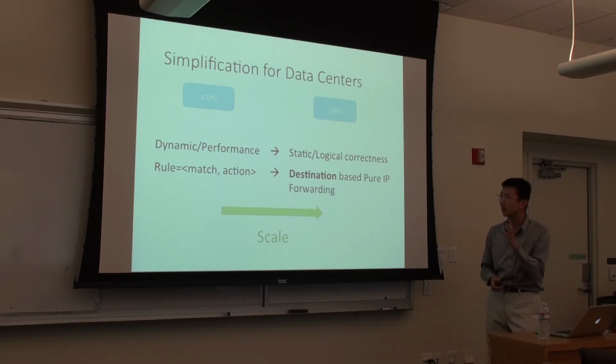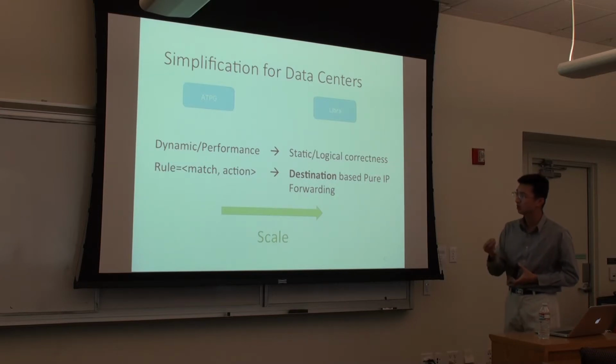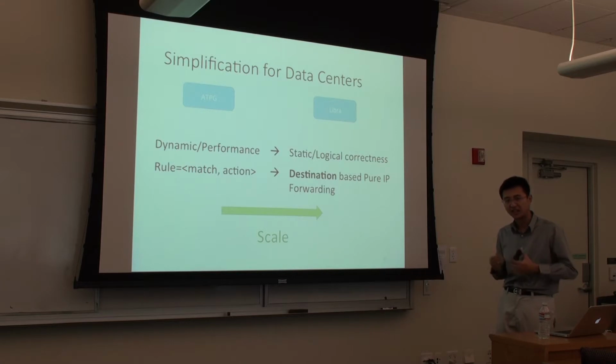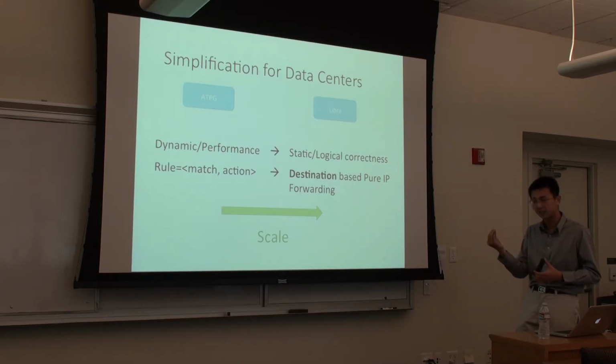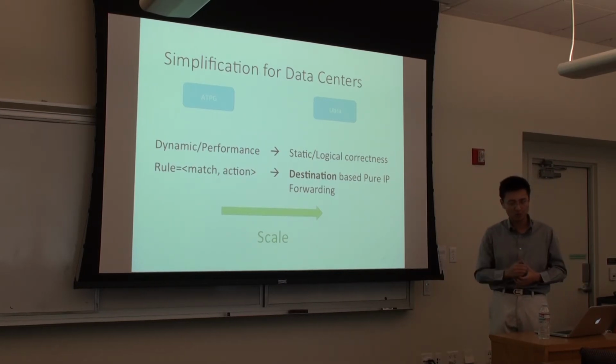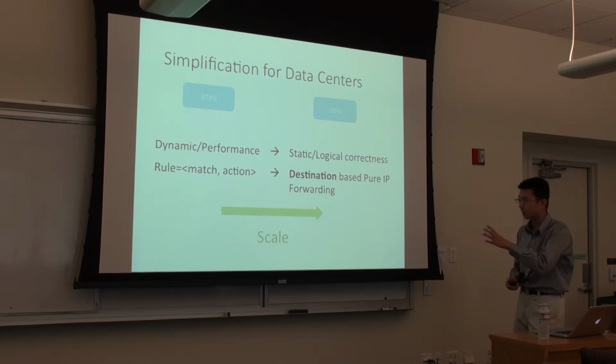And the second simplification comes from the rule. In ATPG, we assume a rule is just a general match plus action tuple. In Libra, we focus on a very specific rule, destination-based pure IP forwarding rules. So why do we care about this kind of rule? It's because it's what is used in data centers. The forwarding scheme in data centers is pretty simple. It's just pure IP forwarding, unlike what you will see in enterprise networks or backbone networks. So the benefit of these two simplifications is the scale we can achieve with Libra.